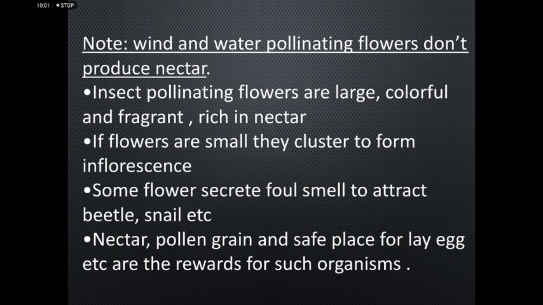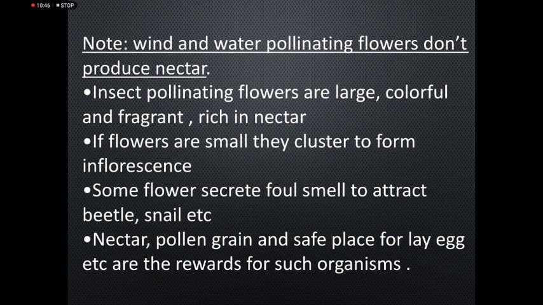Some flowers secrete a foul smell to attract beetles, snails, etc. For example, Colocasia, Amorphophallus, etc. The beetles, snails, etc. are the pollinating agents. So they produce a foul smell when they reach the reproduction stage. Nectar, pollen grain, and a safe place to lay eggs, etc. are the rewards for such pollinating agents. So it is a mutual understanding between these flowers and pollinating agents.